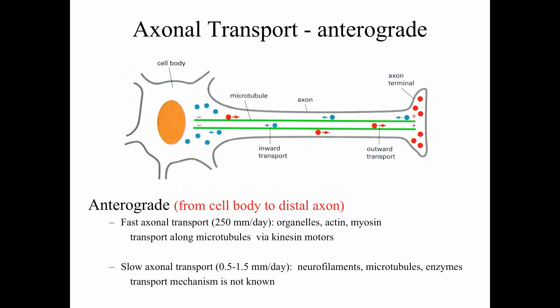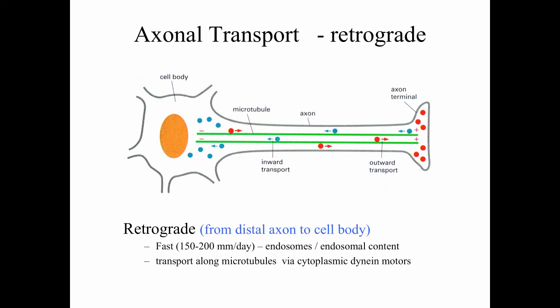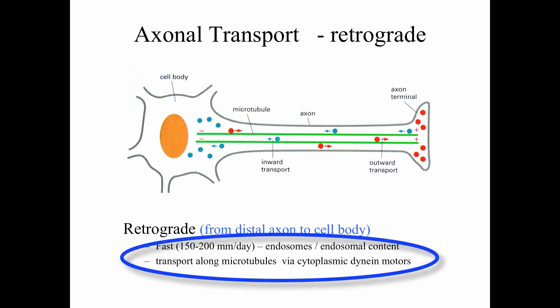We really don't understand the mechanism of slow anterograde axonal transport, but we can contrast anterograde transport with retrograde transport. That is moving vesicles primarily in the opposite direction, from the axon terminal back to the cell body, so from the distal axon to the cell body. That occurs at a relatively fast rate, 150 to 200 millimeters a day, so it's a little bit slower than fast anterograde axonal transport, but it's still relatively quick. That's again transporting along microtubule tracks, but here it's going with cytoplasmic dynein motors.